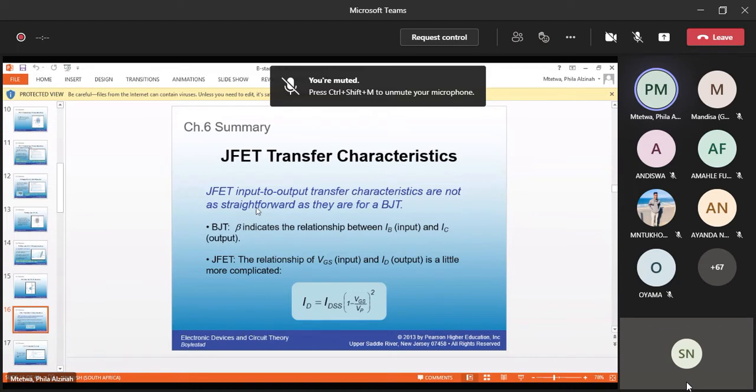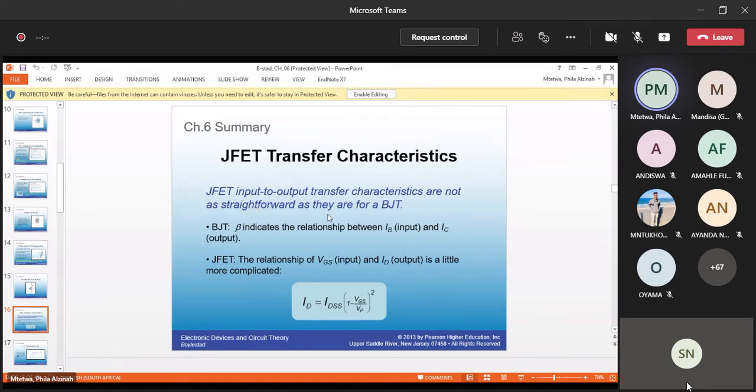The JFET input-output transfer characteristics are not as straightforward as they are for a BJT. I've mentioned this several times: the input-to-output transfer characteristic for your BJT is that IC is equal to beta IB, which is simple and straightforward. Beta indicates the relationship between your input current and your output current, and beta is a constant. So there is a linear relationship between your IB and your IC.